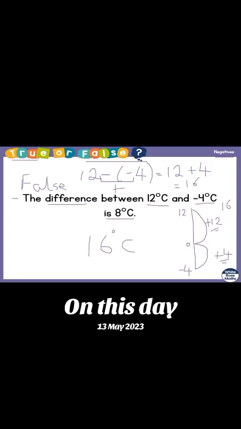The reason why they got 8, I'm guessing, as a common misconception, is because they did 12 take away 4 and not 12 take away -4. The difference is always the largest number minus the smallest number. But you include the sign as part of the sum. It's 12 subtract -4, which is 16.